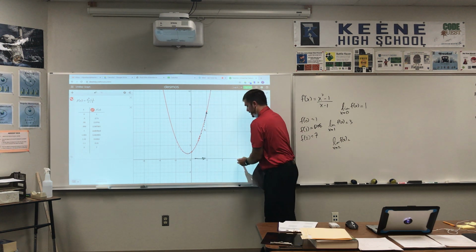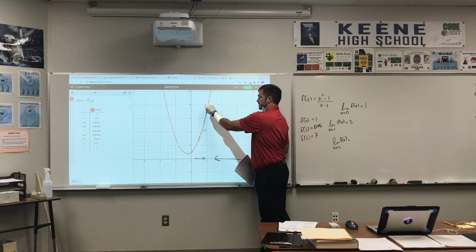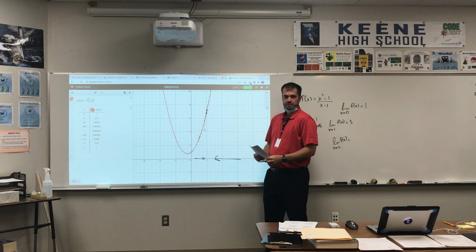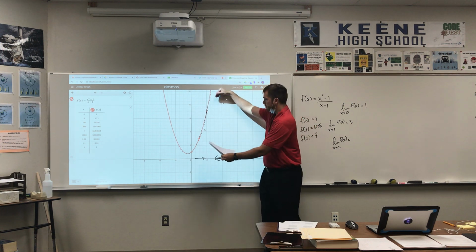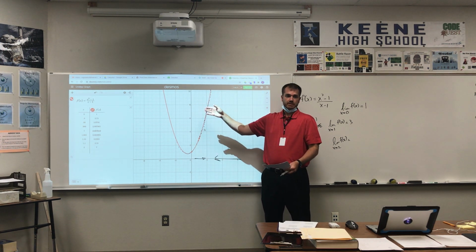What about if I'm coming this way, which means I'm walking down the line this way, getting closer and closer? Same question, Sarah: what are the y values approaching? 7. So they're both approaching the same thing. And guess what? The function is also 7 at that point, okay?